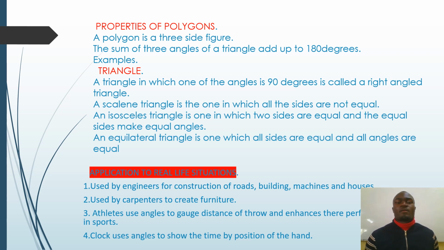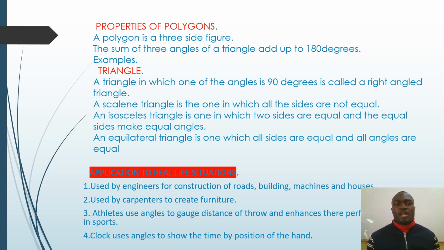So a triangle in which one of the angles is 90 degrees is called a right angled triangle. Remember, we have some different types of triangles. So a right angled triangle is a triangle where one angle is 90 degrees. Then a scalene triangle is a triangle in which all the sides are not equal. That means the measurement of some sides differs from other sides, they are not the same.